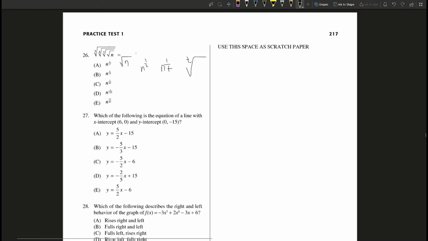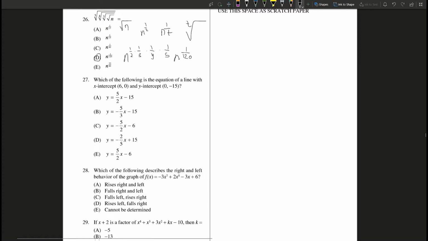So all we have to do for this is first n to the half, that comes from this, then multiply by a third, which comes from the cube root, then multiply by a fourth, which comes from the fourth root, then multiply it by a fifth. That should come out to be n to the 1/120th, and that's our answer, letter D right here.